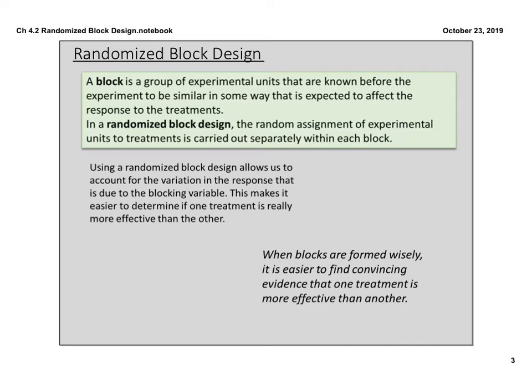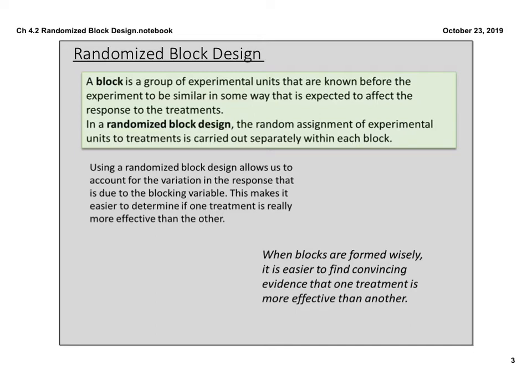So in a randomized block design, the random assignment of the experimental units to treatments is carried out separately within each block. We use randomized block design because it allows us to account for the variation in the response that is due to the blocking variable. This makes it easier to determine if one treatment is really more effective than the other. When blocks are formed wisely, it is easier to find convincing evidence that one treatment is more effective than the other.